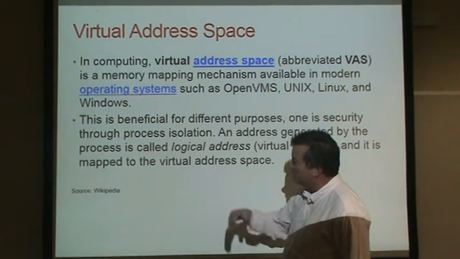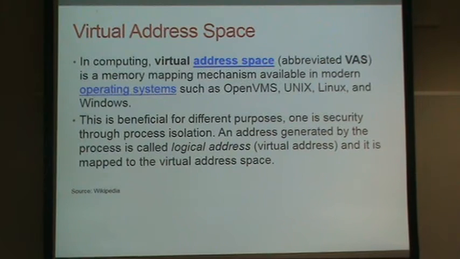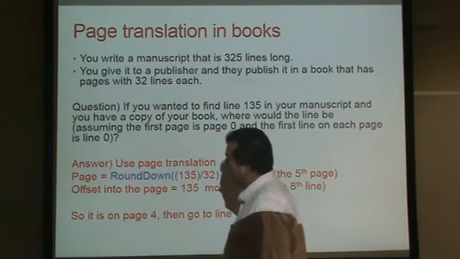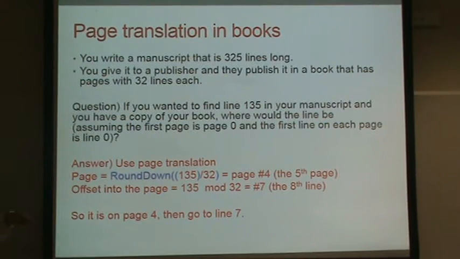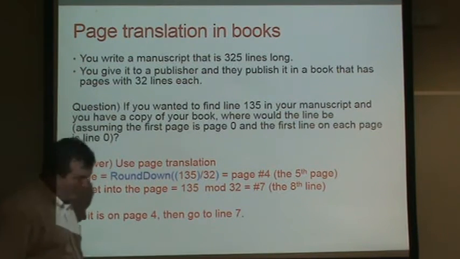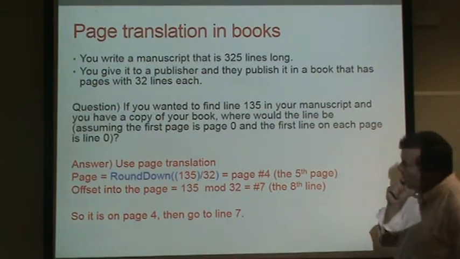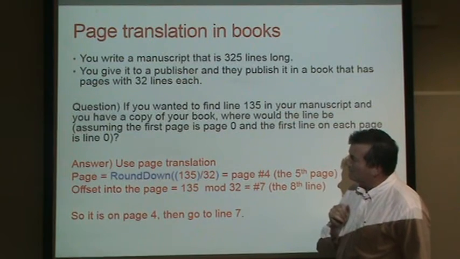So here's a definition from Wikipedia of what virtual memory is. And the general idea is that one of the things we have to do when translating where an address in your program is located in the main memory at the moment, we're going to do a translation very similar to this. This might be easier to follow if you were to write a book. If you wanted to write a book, you'd write a manuscript. And since we're computer scientists, we always start on page 0 or number 0 when we start counting.